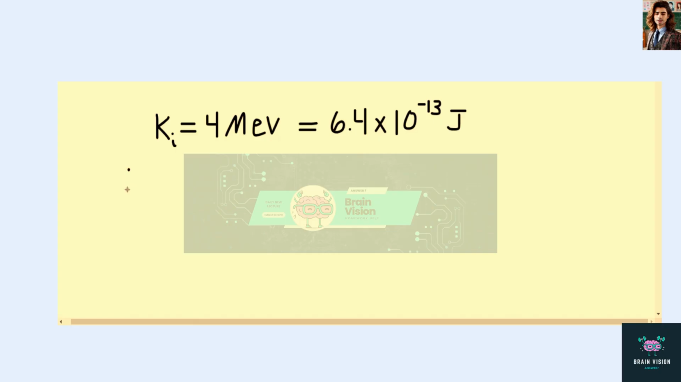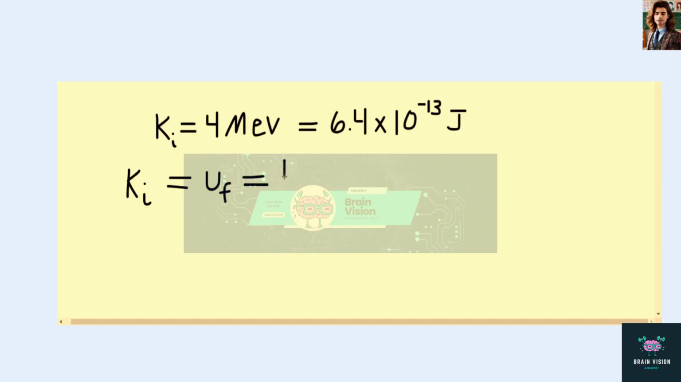To figure out the distance of closest approach, we're going to assume that the initial kinetic energy coming in from the alpha particle is going to be equal to the final kinetic energy that's leaving from the alpha particle. Well, not final kinetic energy, final potential energy. The final potential energy is going to be all due to the potential energy from the electromagnetic interaction.